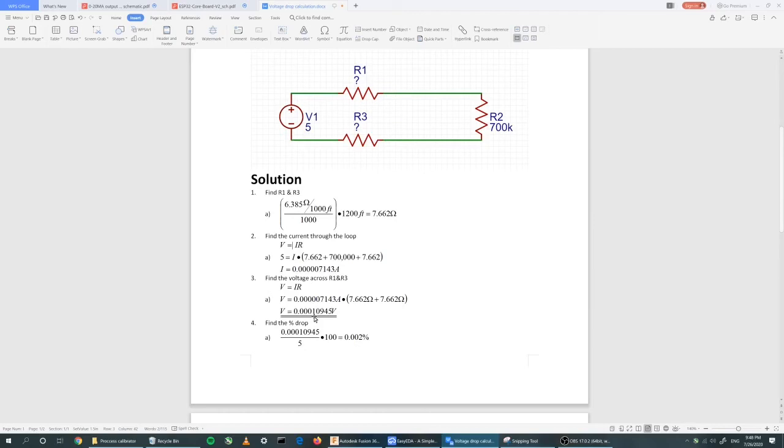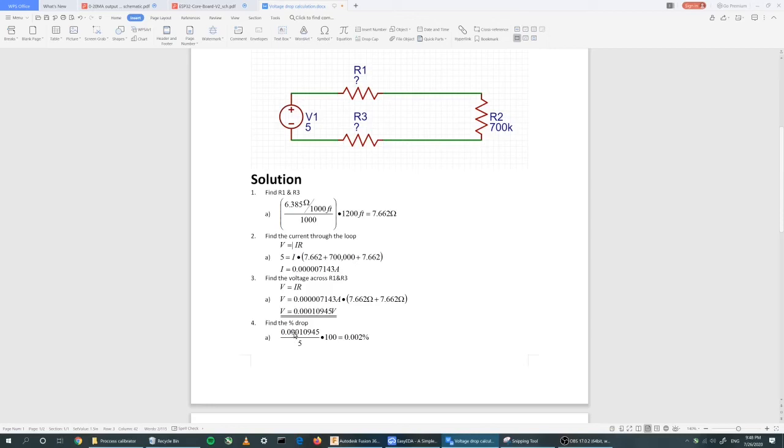Then we try to find the voltage across R1 and R3, because that'll be the voltage drop across the two wires in our circuit. So V equals the current we just found in part 2, multiplied by the resistance, and again we're adding both of those up. We get 0.0001 volts. So that's your voltage drop right there.